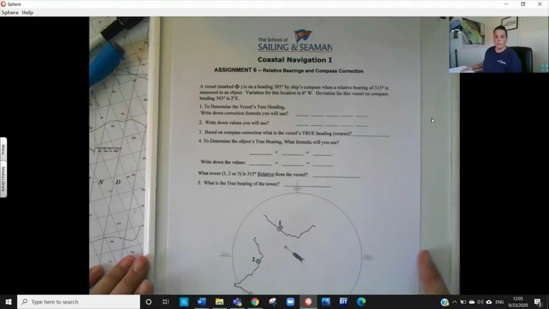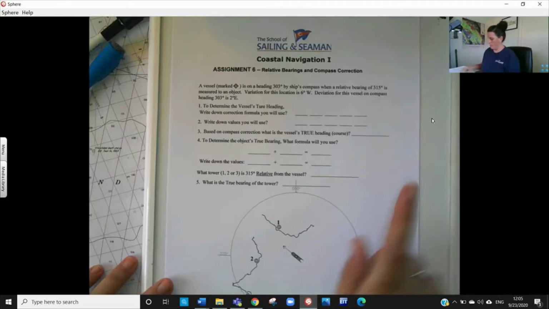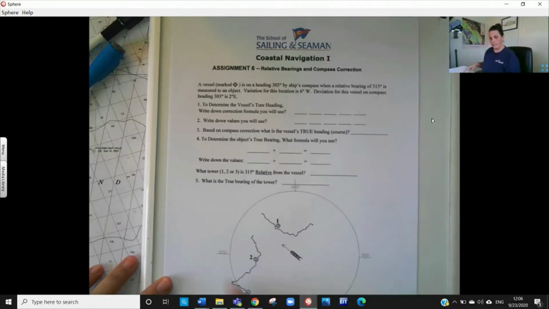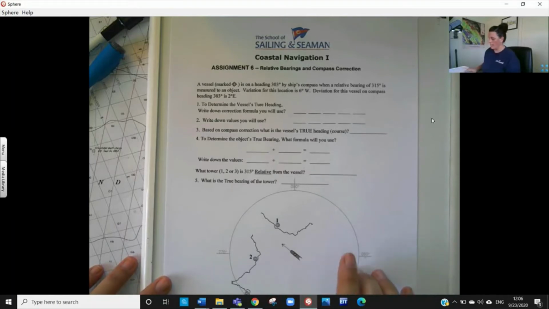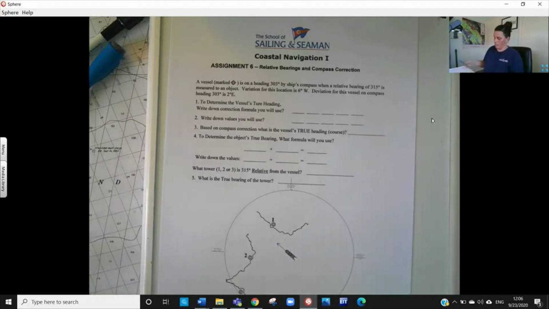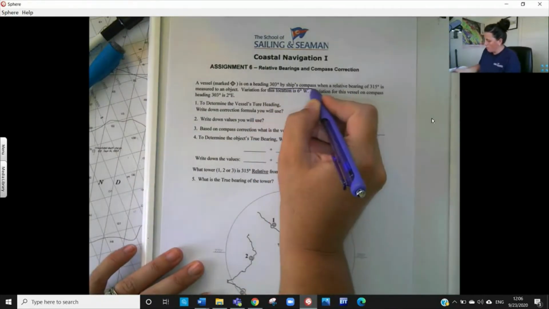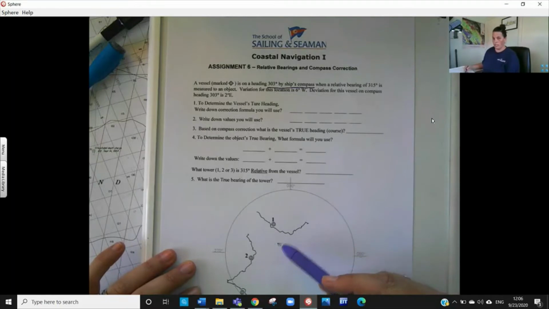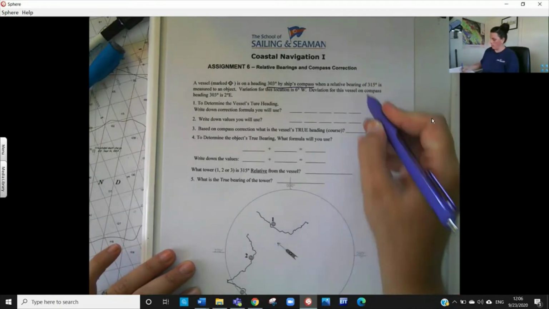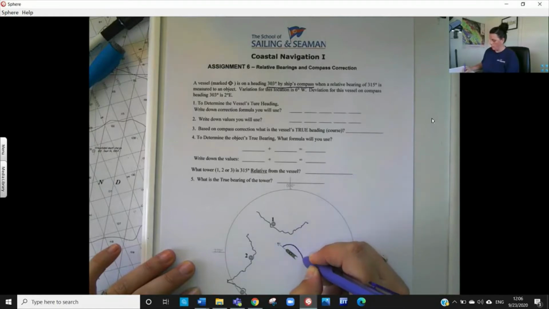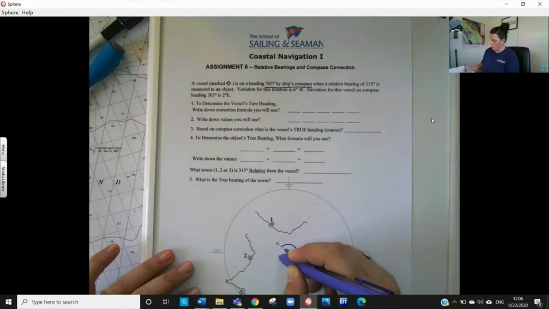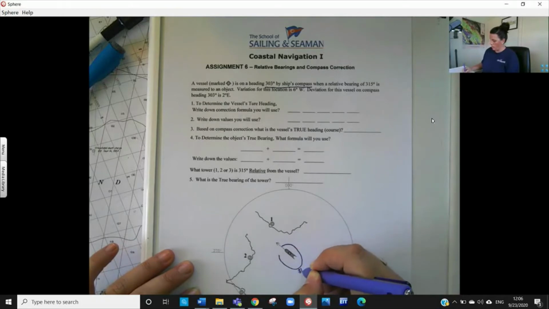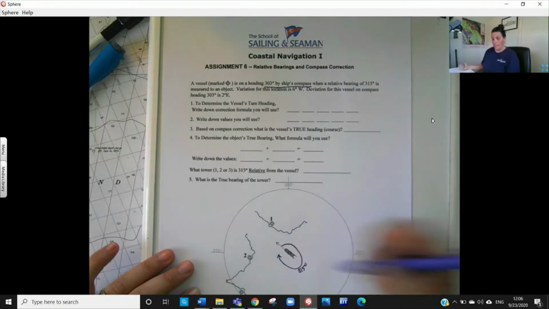Okay, so we have a vessel in the middle of our radar screen here. It has a heading of 303 by ship's compass, so I'm going to underline that. We have a heading by ship's compass, and a relative bearing from our heading of 315, so that's going to be past 270 and a little bit more, about 315 degrees from wherever our true heading is. And we don't know what that is yet.